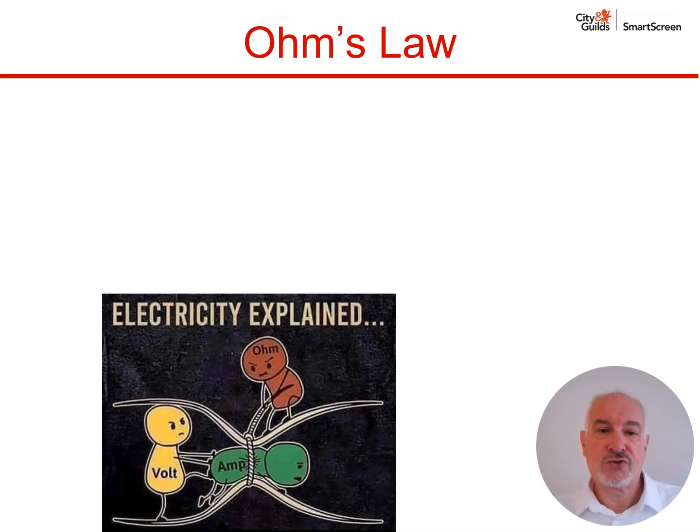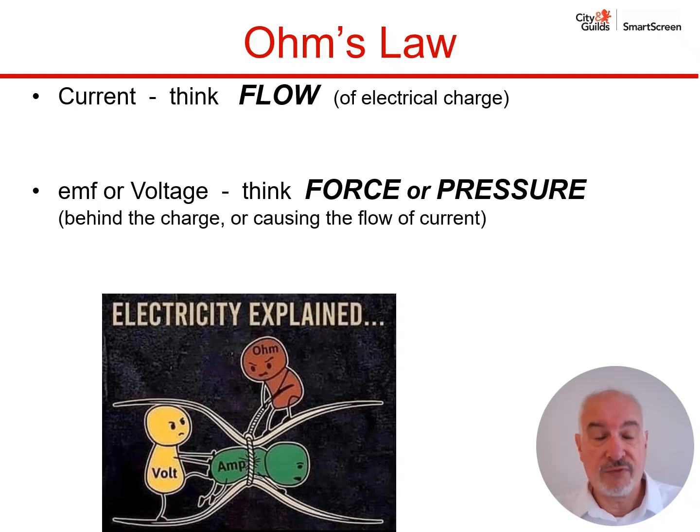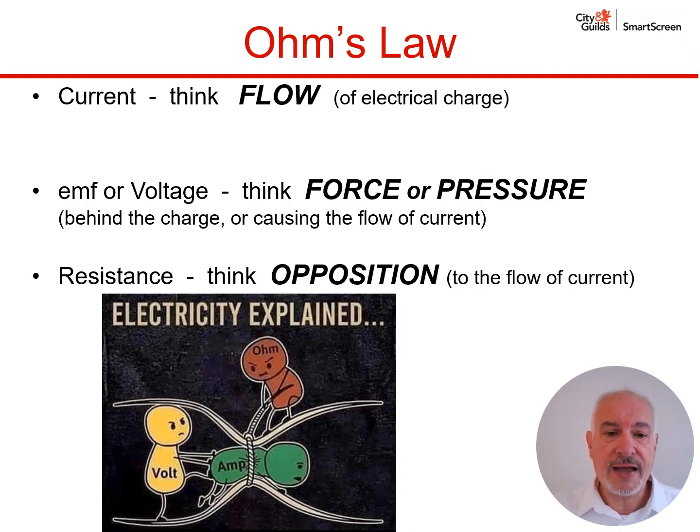So there we have the three quantities in an electrical circuit about which Ohm's law gives us some very important information. We haven't yet actually defined exactly what Ohm's law is, but what we have said is that it relates to these three quantities: current, and I want you to think of current as the flow of electricity, the flow of electrical charge. We have EMF or voltage, and I want you to think of the voltage as the force or the pressure that's applied. It's the pressure behind that flow of current to cause it to happen. And the other word is resistance. So the resistance in a circuit is the opposition to the flow of current.